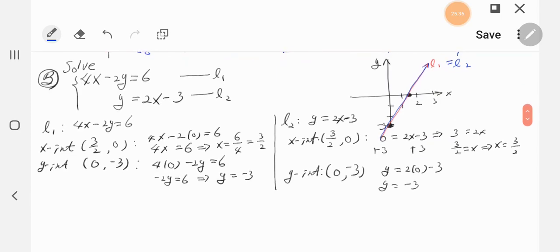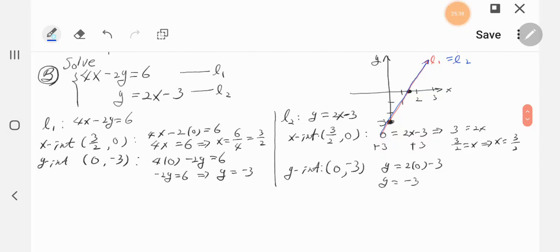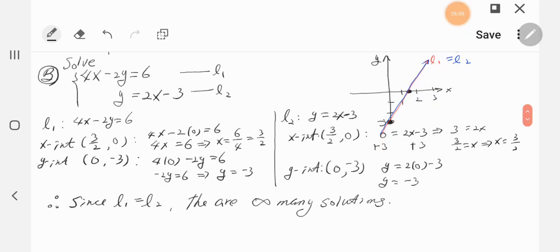So what's our conclusion? Is there a solution? Yes. How many? Infinitely many. What are they? There are infinitely many. So give one x value, then you get the y value. There are infinitely many solutions. Therefore, since line 1 is exactly the same as line 2, there are infinitely many solutions. All right, does it make sense?